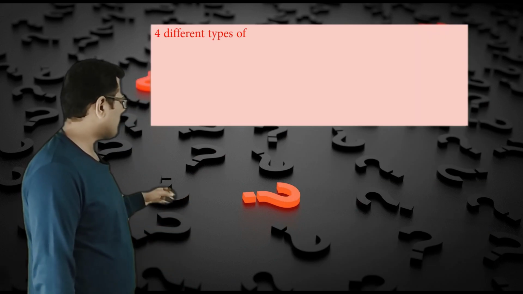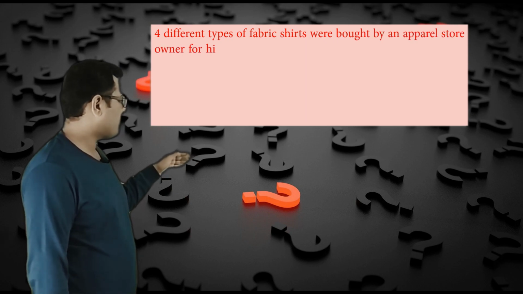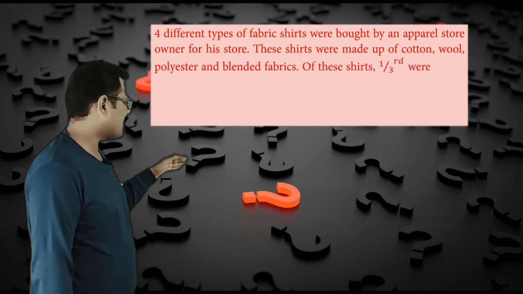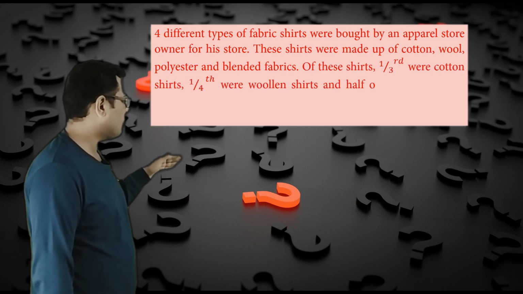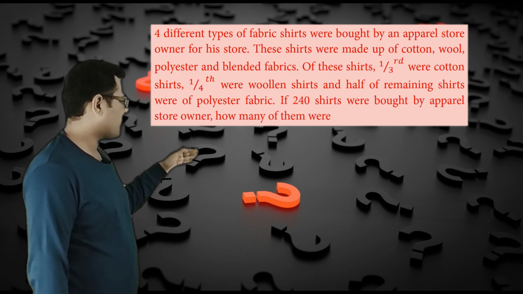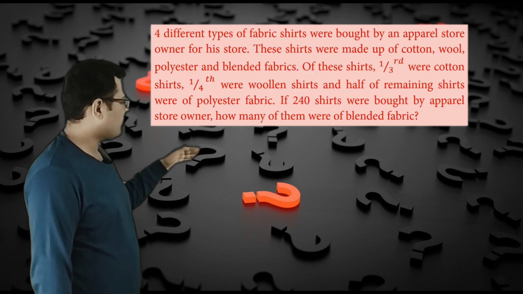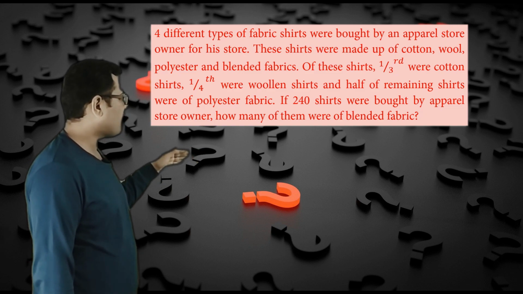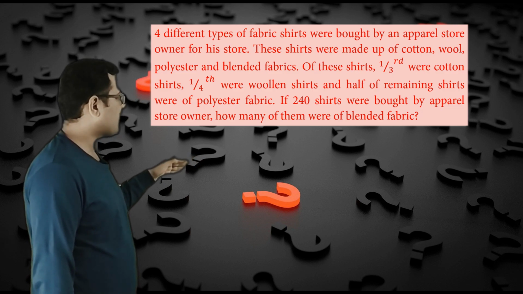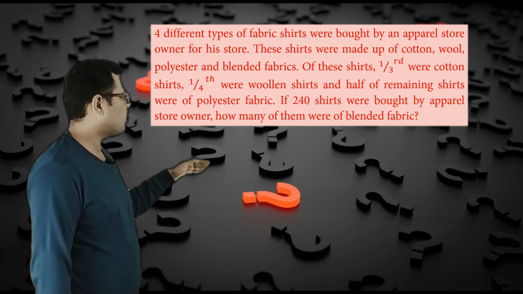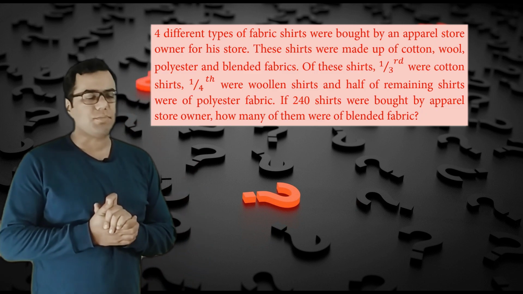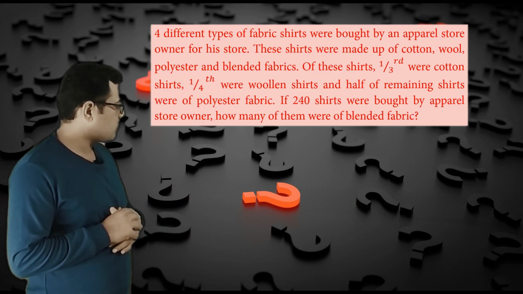This next problem is that 4 different types of fabric shirts were bought by an apparel store owner for his store. These shirts were made of cotton, wool, polyester and blended fabric. Of these shirts, 1/3 were cotton, 1/4 were woolen, and half of the remaining shirts were polyester. If 240 shirts were bought by the store owner, how many of them were of blended fabric? So in this problem many ratios have been provided to us.